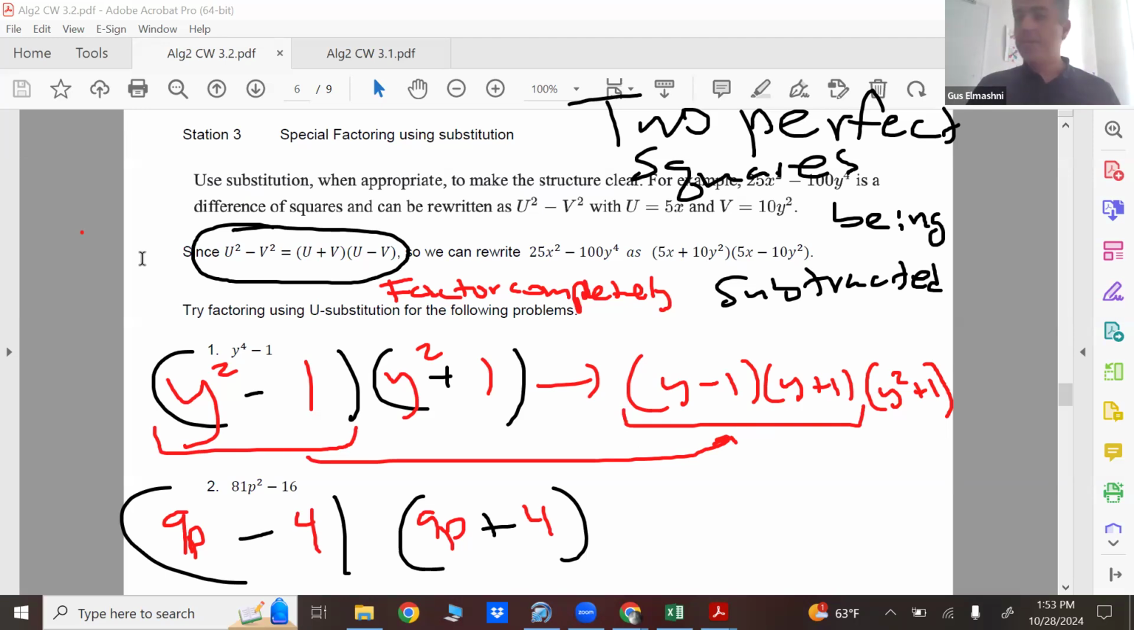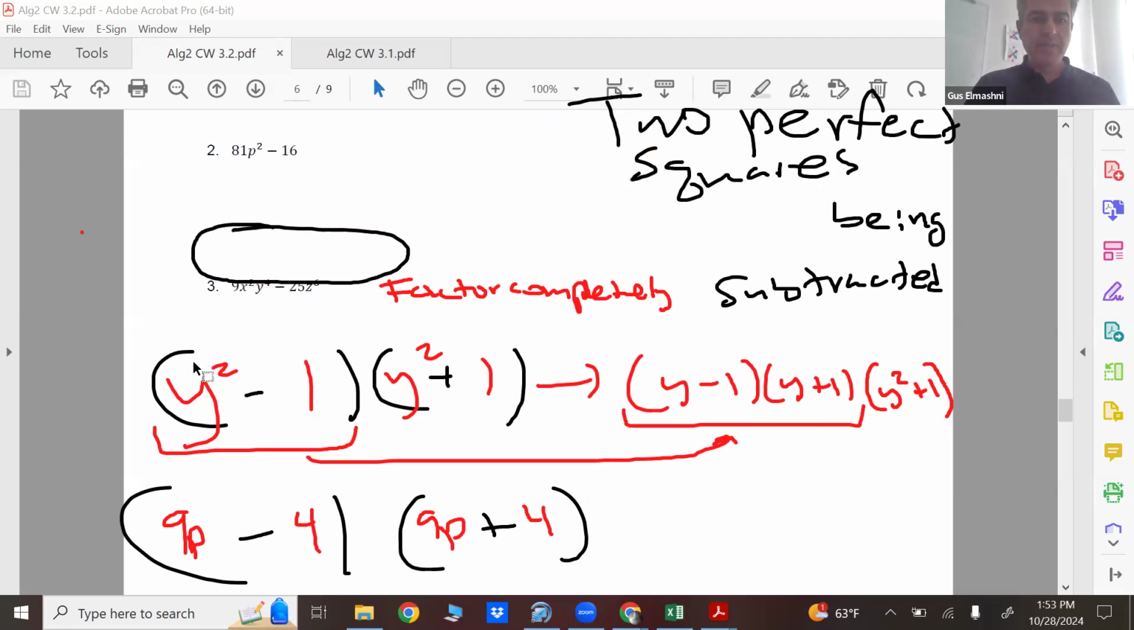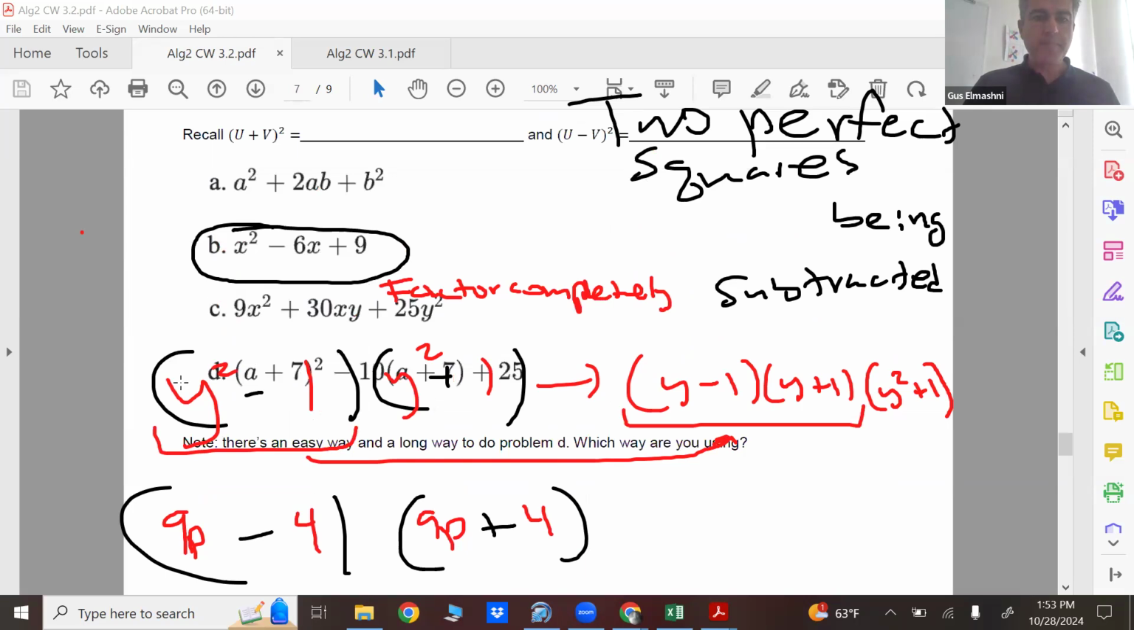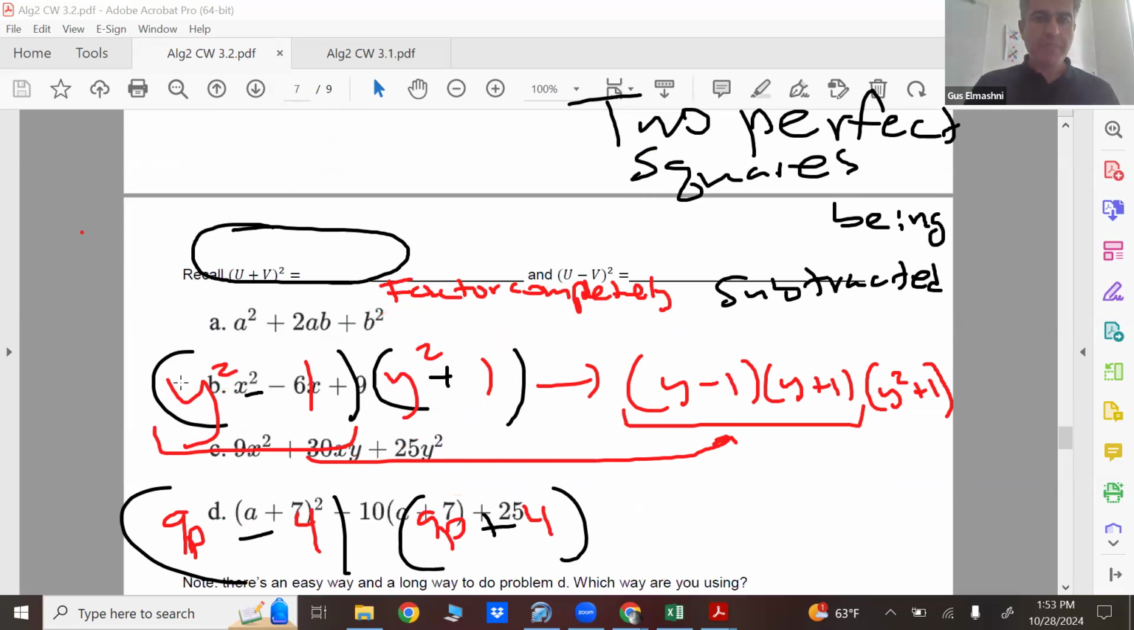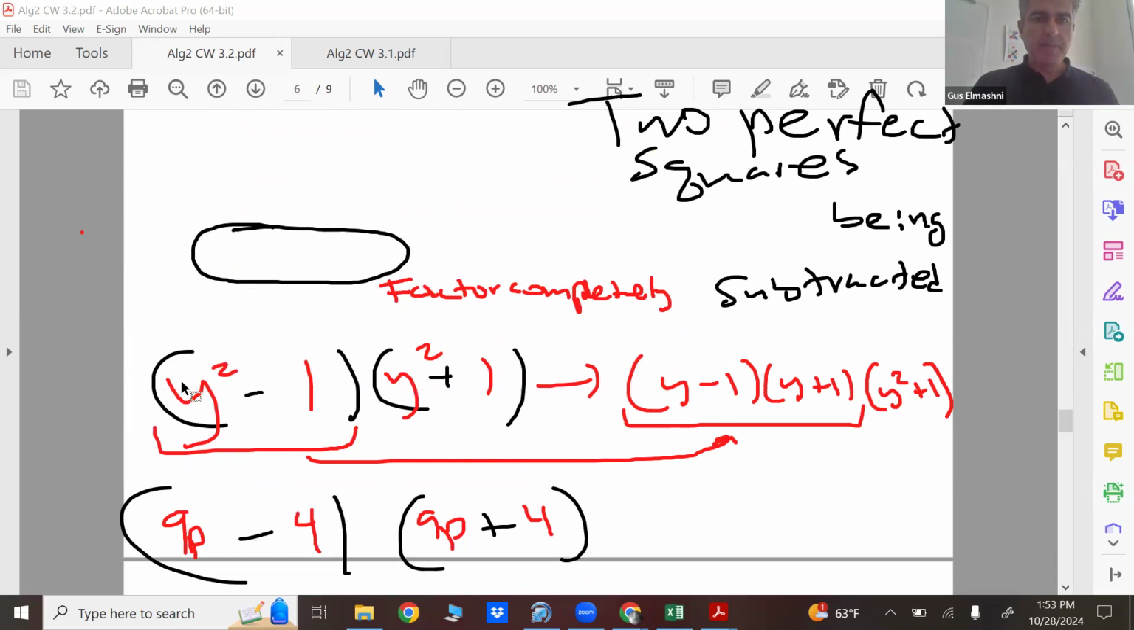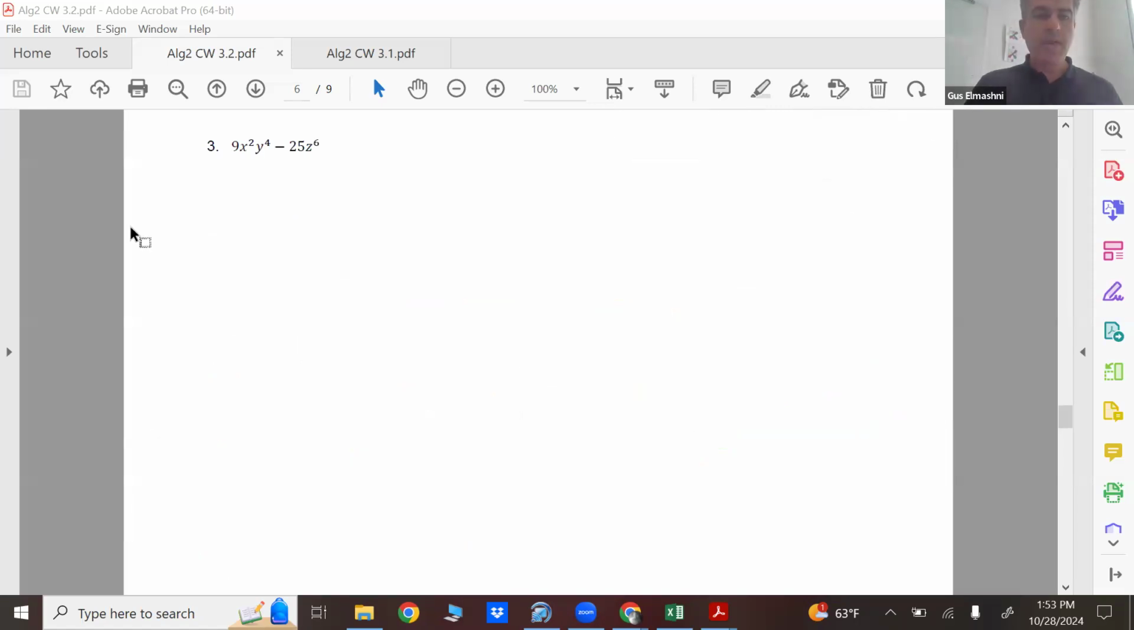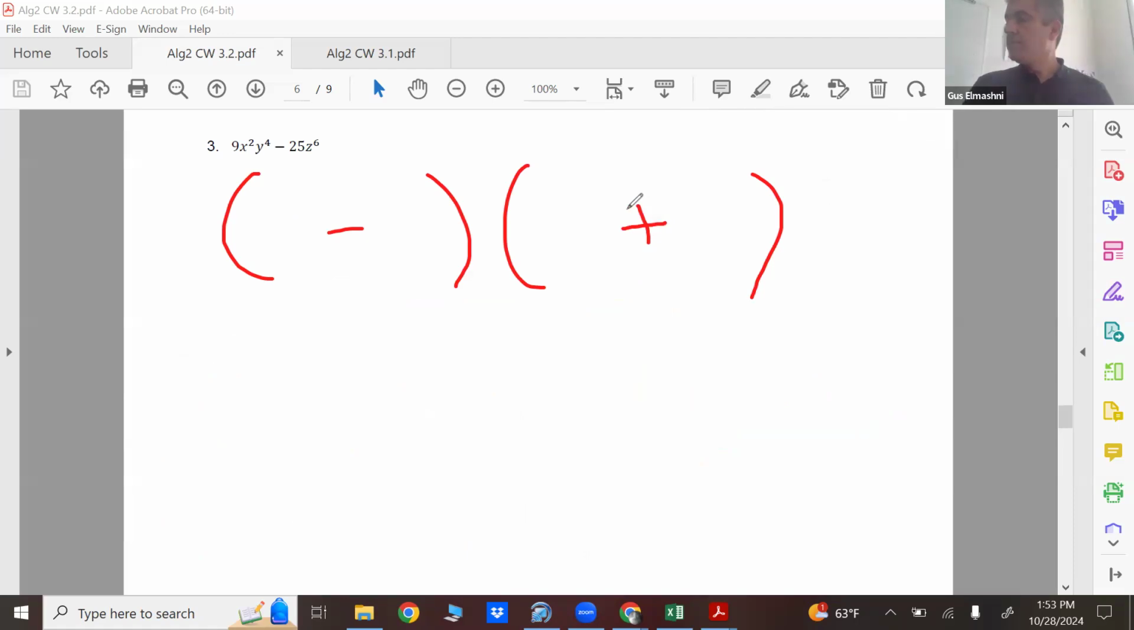So let me freeze for a moment. Go and try. Let's do number 3 together, actually. Okay. I'm going to set up number 3. How do I split it? How do I split the first one, guys?